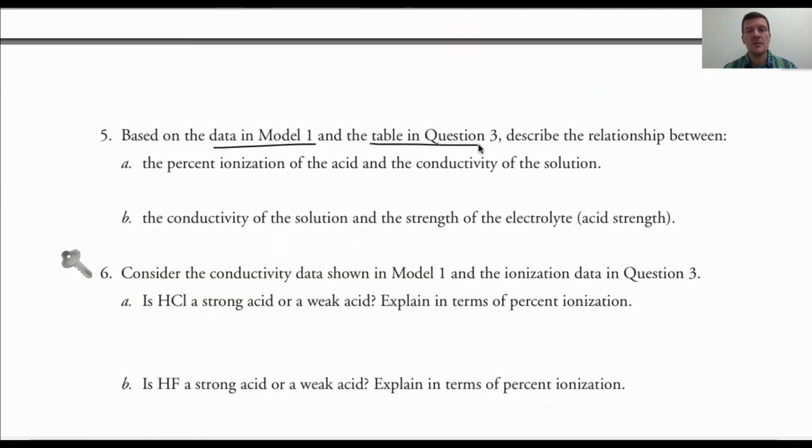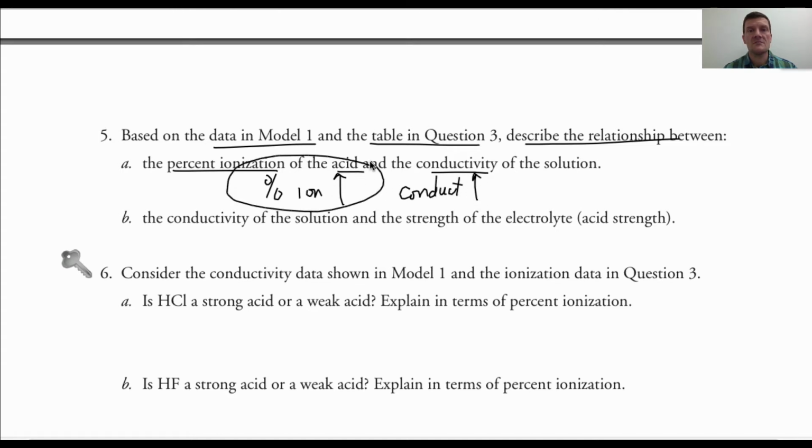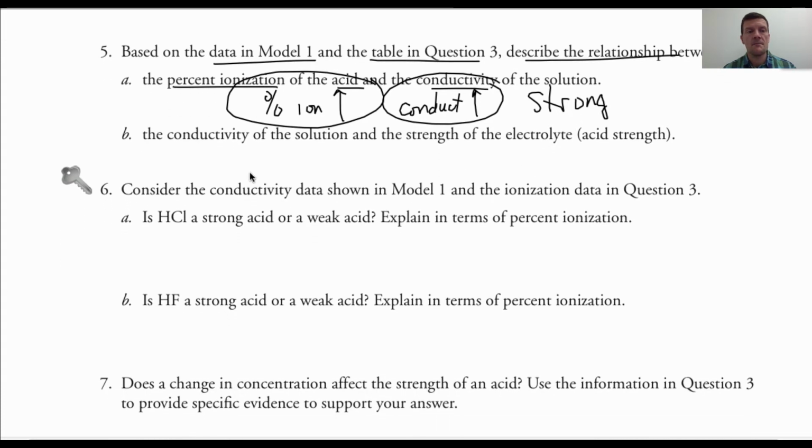Based on the data and the table in question 3, describe the relationship between the percent ionization of the acid and the conductivity. So as the percent ionization goes up, so does the conductivity. That just tells you you've got more charged particles in there. A strong acid has complete ionization and therefore lots of ions. The conductivity of the solution and the strength of the electrolyte are basically the same thing. The greater the conductivity, the stronger the acid, as I just mentioned up there.